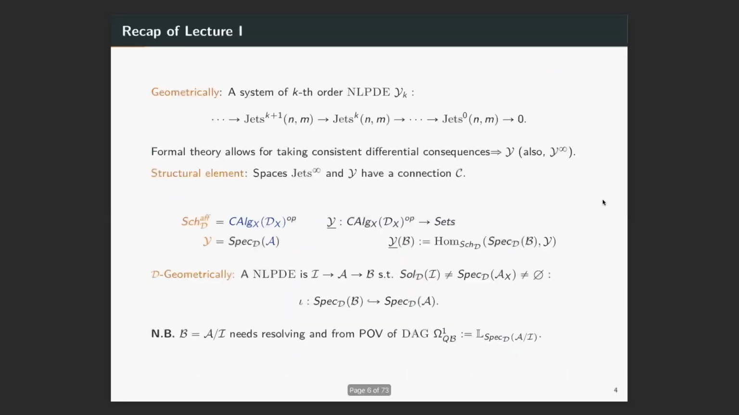Okay, so let's recap really quickly what's going on. A kth order nonlinear PDE, Y_k here, is in some tower of jet bundles, and it's a submanifold in the k-jet space. So jets k and M here is, remember, n will be our number of independent variables on the base, X, and m are the fibered ones.